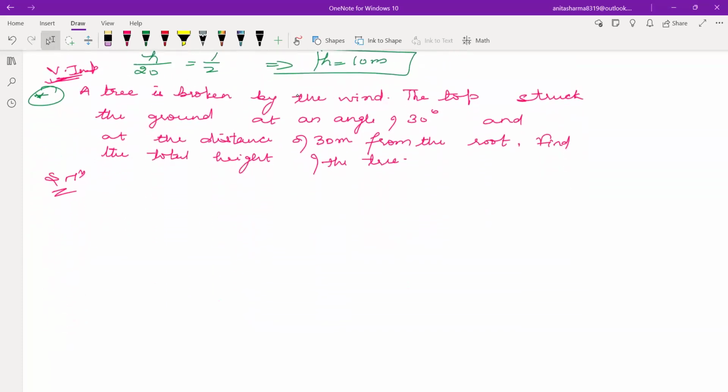So, ma'am, the distance of the ground to the top of the tree which has fallen down is 30 meters. Yes. Ma'am, till the broken trunk is 30 meters, right? Yes, till the broken trunk. Is it the length of the full broken tree? Yeah.